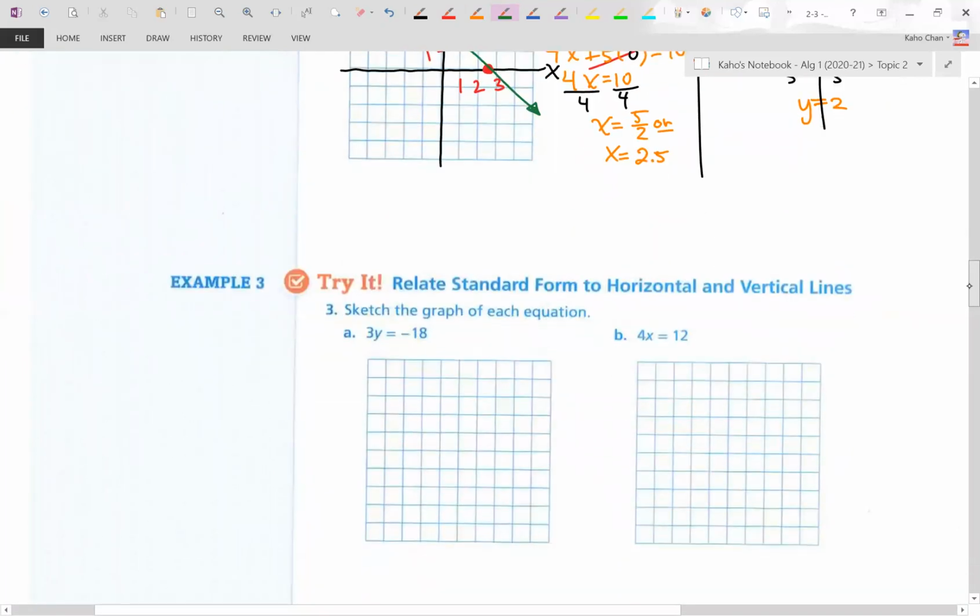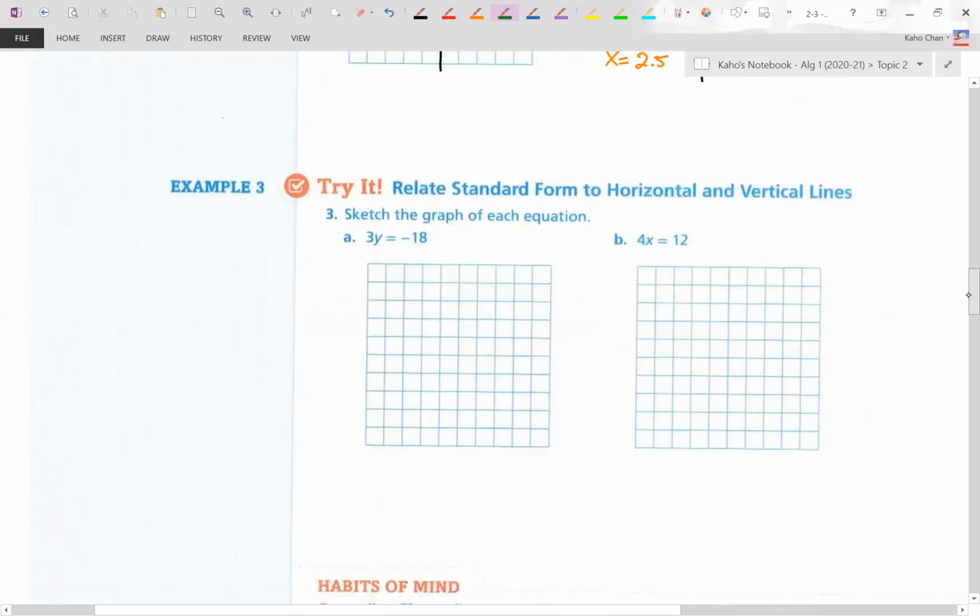All right, example 3 is kind of interesting. We are now faced with this situation where one of the variables is not there, either x or y has disappeared. When that happens, you either have a horizontal line or a vertical line. Take a look at 3a right here. 3a, and I'll write it off to the side. There's not a lot of room right there above the graph. 3y equals negative 18. All you have to do is isolate y. Divide by 3 to both sides. Y equals negative 6.